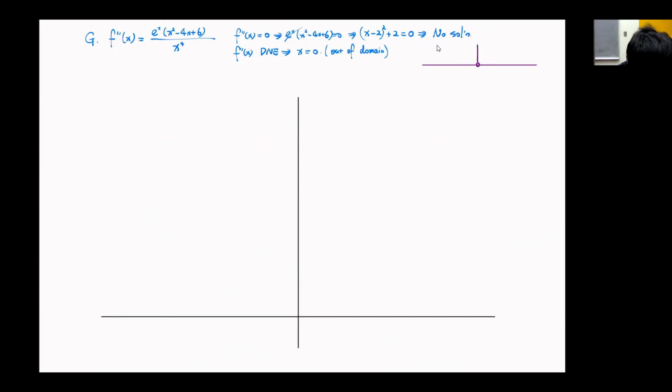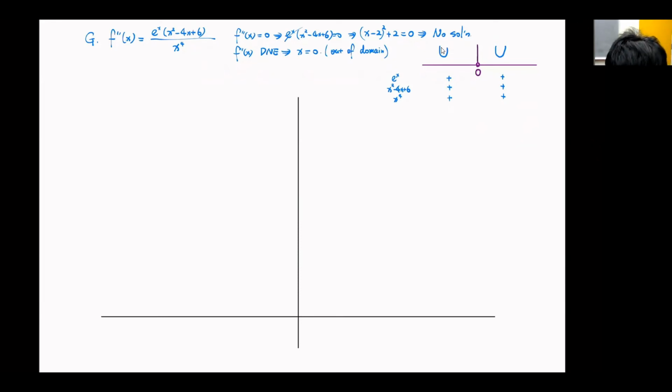It's quite clear from here that e to the x is always positive, and then x squared minus 4x plus 6. We have already obtained this expression, so we know this is also always positive. And finally, x to the fourth in the denominator is always positive. So this way, we know that the function is concave upward everywhere, and in particular, there are no inflection points. So this finishes the analysis of concavity.